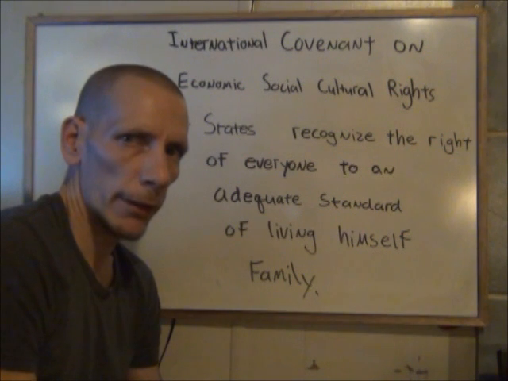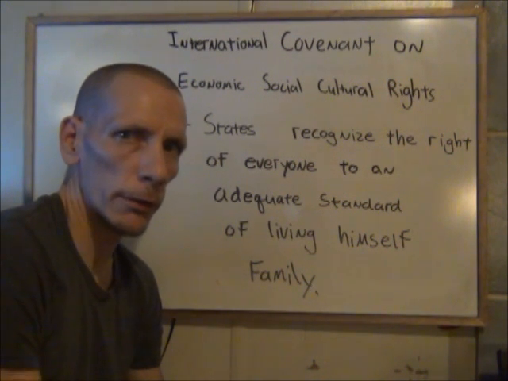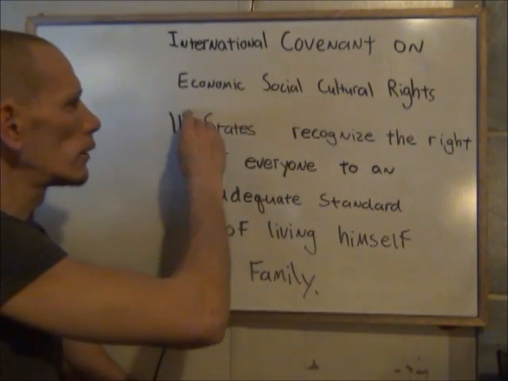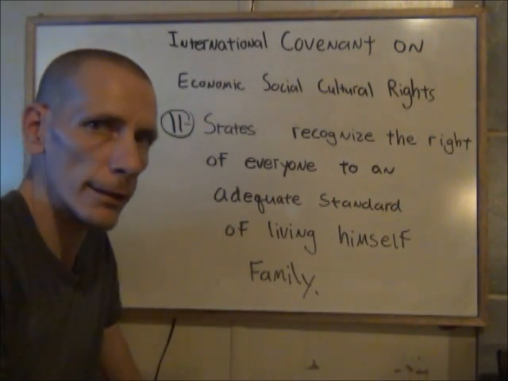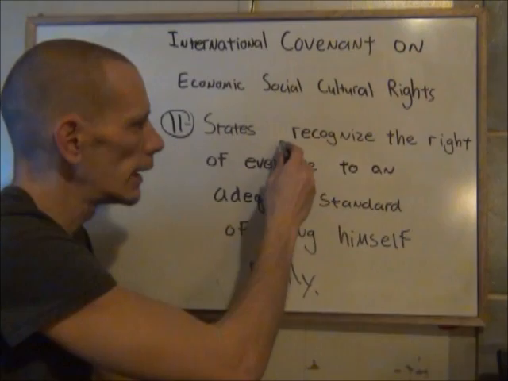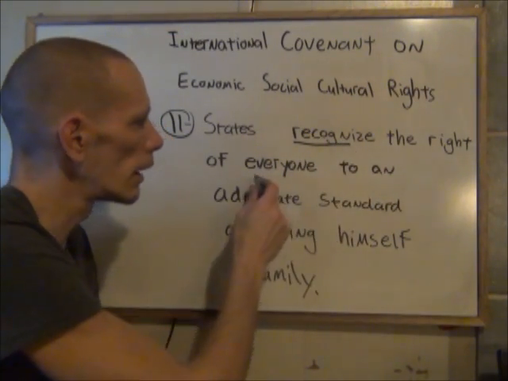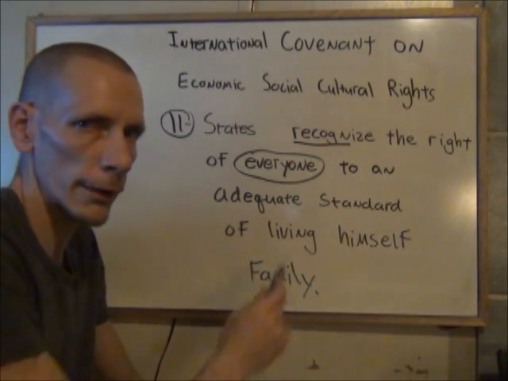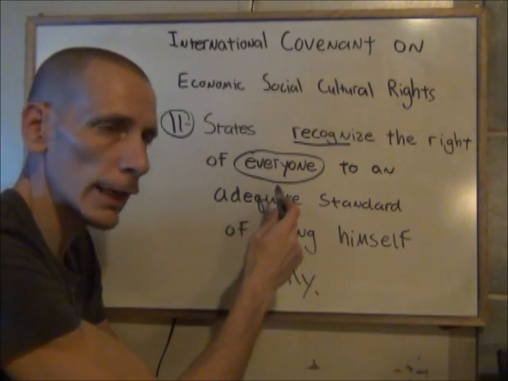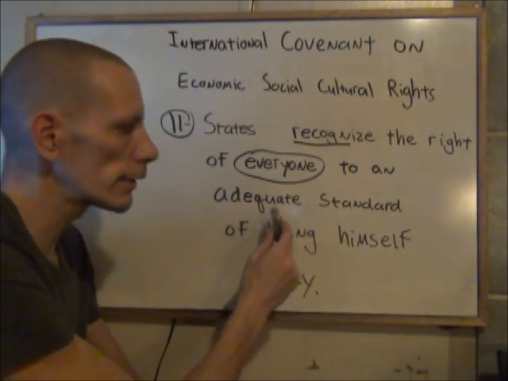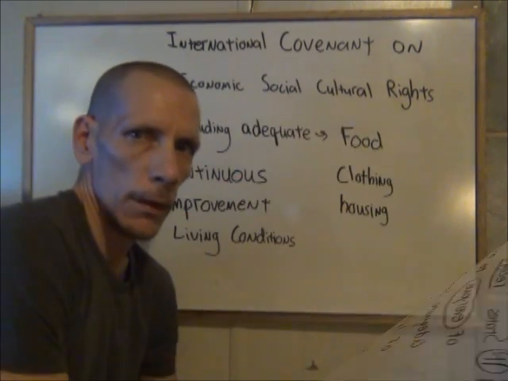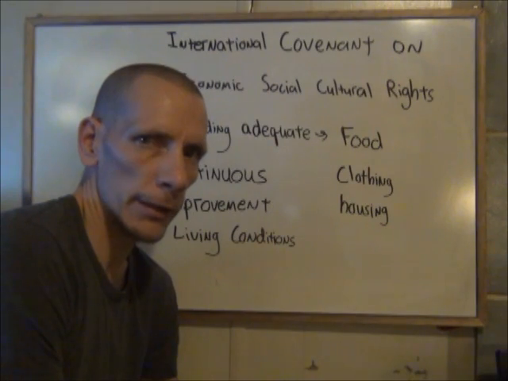In this secondary covenant that is flowing from the Universal Declaration of Human Rights and Freedoms, it states in Article 11 that the states, the ones who signed to this covenant, recognize the right of everyone. Now notice what designation they used in law there: of everyone. Not every person, but everyone. To an adequate standard of living for himself and for his family. The rest of that verse qualifies it even more.